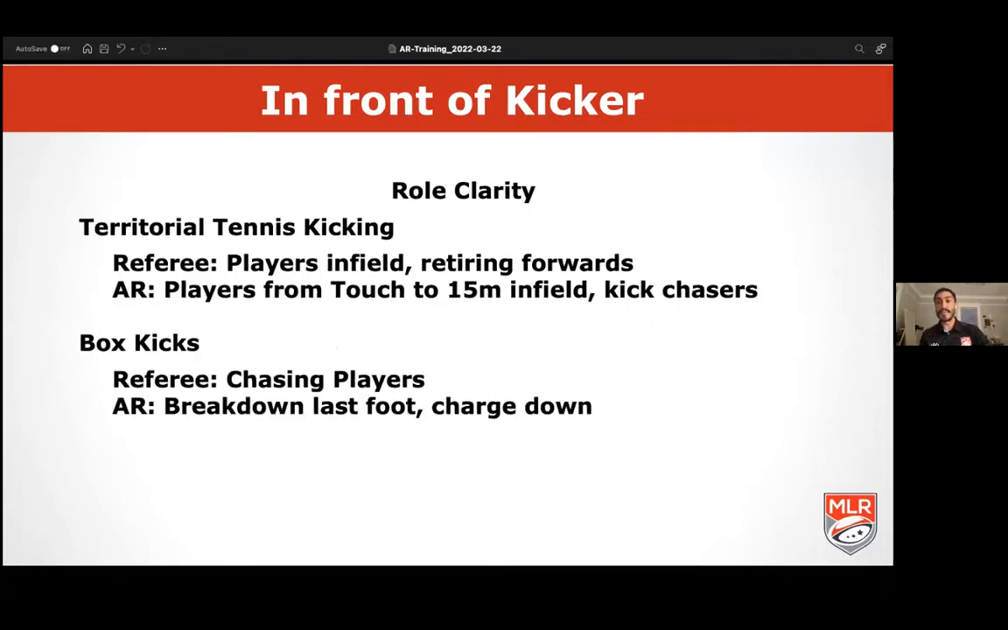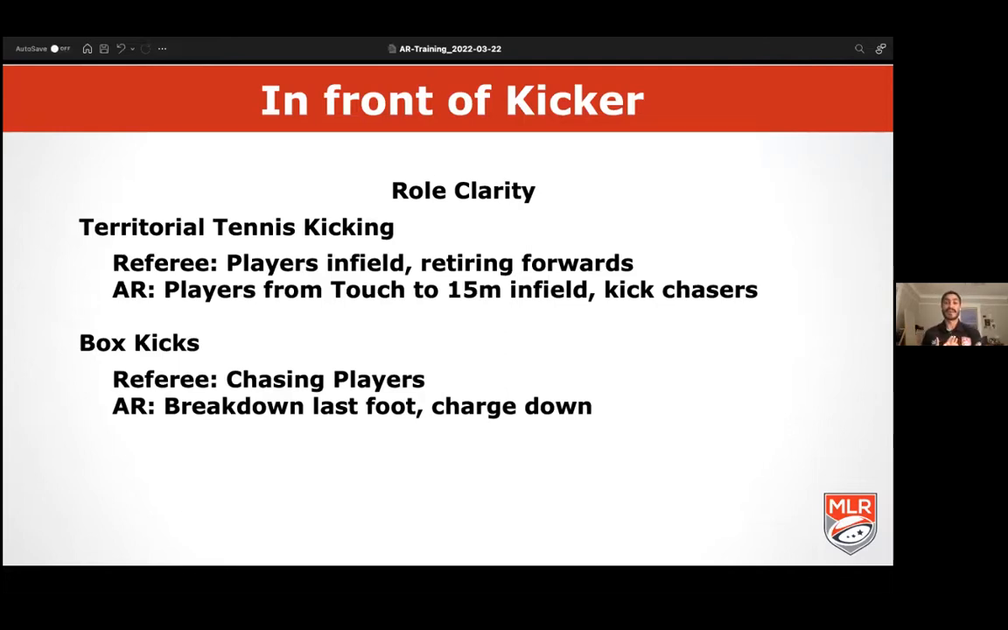The 2 main situations that we see in front of kicker, where there are 2 very distinct roles that the referee and the AR have, is of course the territorial tennis kicking, the back and forth between the backfield players trying to just gain those 5 and 10 meters of space. So the referee is always going to have those players in field that are closer to the middle of the pitch, closer to the sticks, and then the retiring forward, right? He's going to tell them stop, get back, etc.